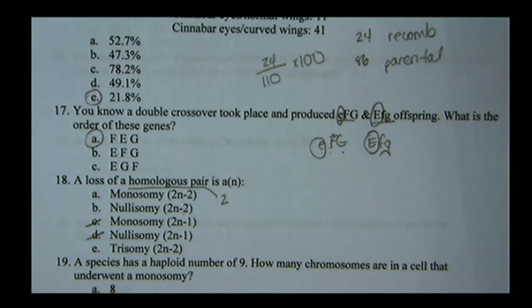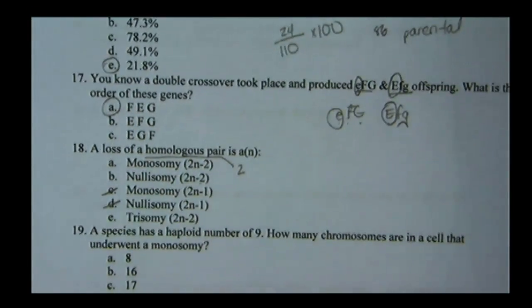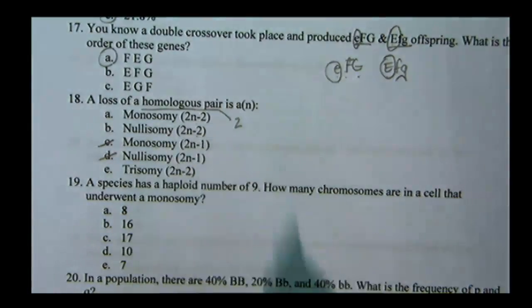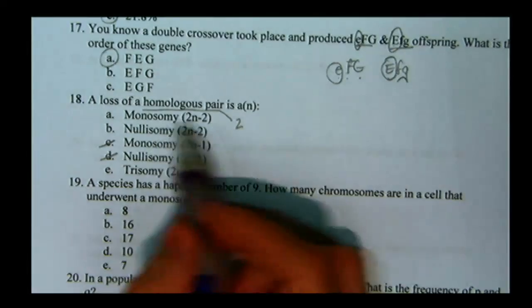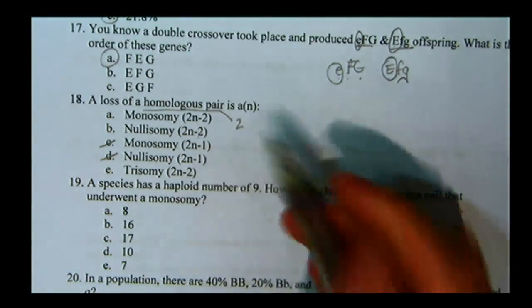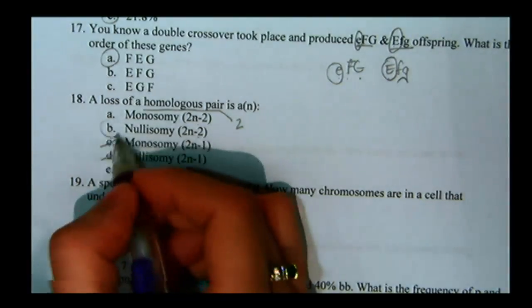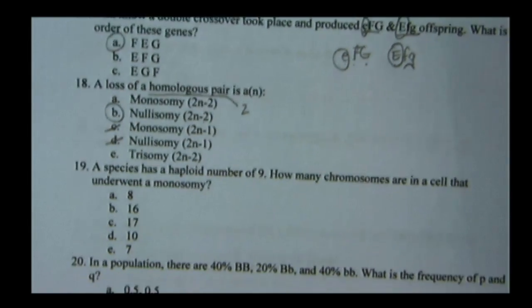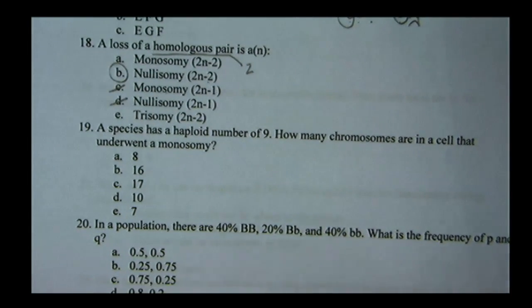Okay, so you have a haploid number of 9, and how many chromosomes are in a cell that underwent a monosomy? So this question is definitely tricky because you're given the haploid number, and whenever you're dealing with any of these non-disjunction, you want to work with the diploid number. So make sure you change this into the diploid number, which would be 18. And a monosomy is a 2n minus 1 relation, so you're looking for 17.